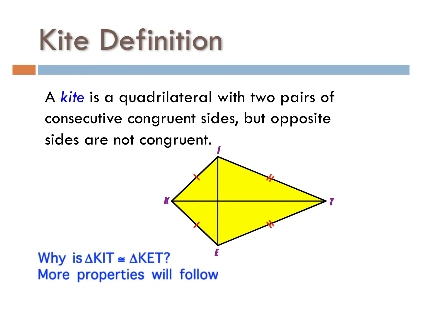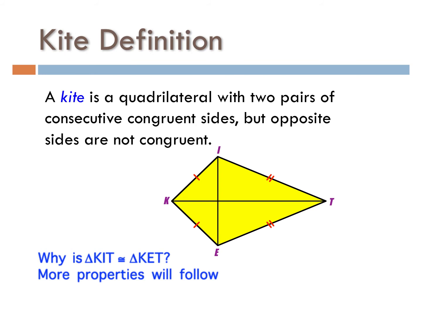A kite now is its own branch from quadrilateral. So we have parallelograms and all of its babies underneath. Then we have the trapezoid, which has its own little offspring of an isosceles trapezoid. And then in a branch all on its own is the kite.